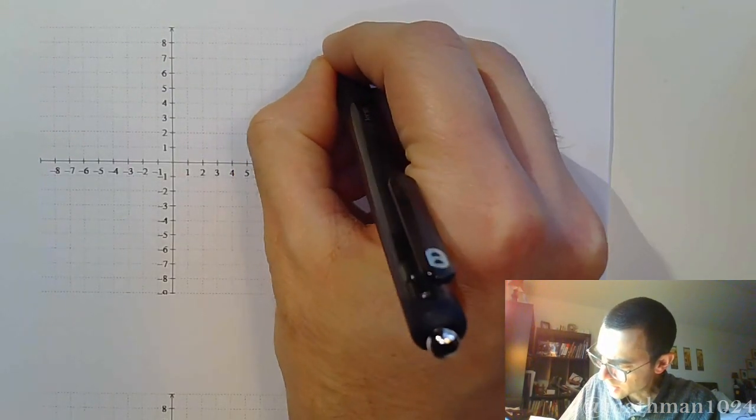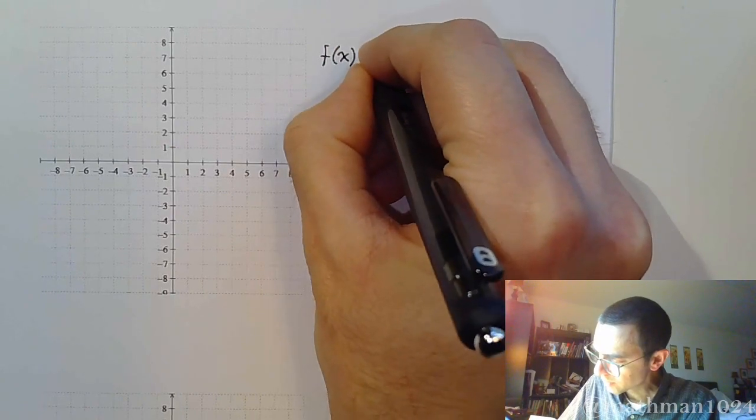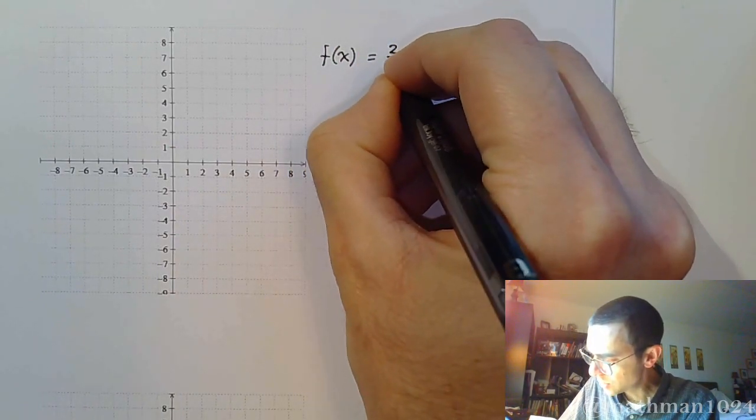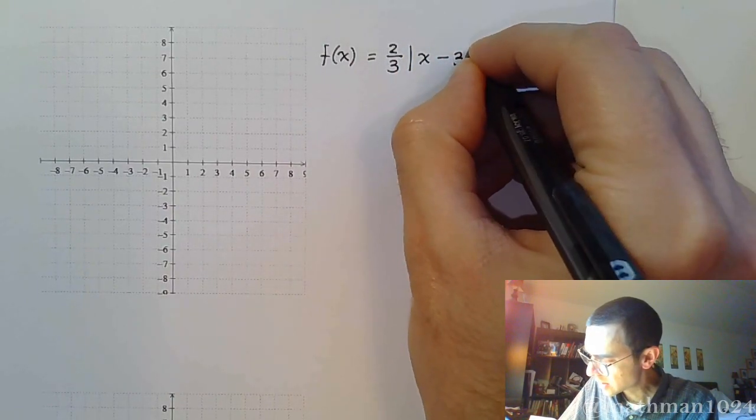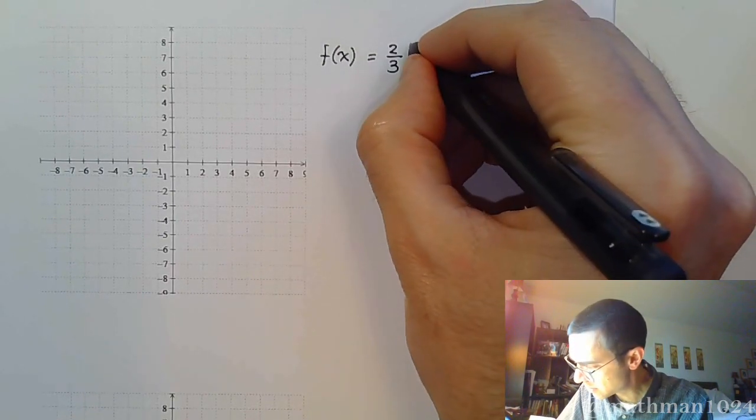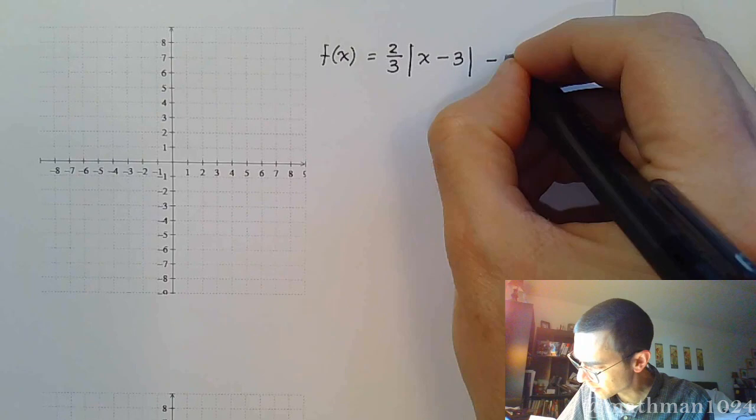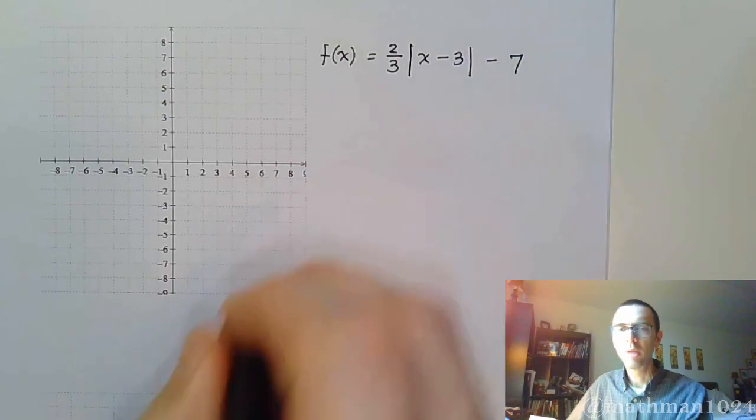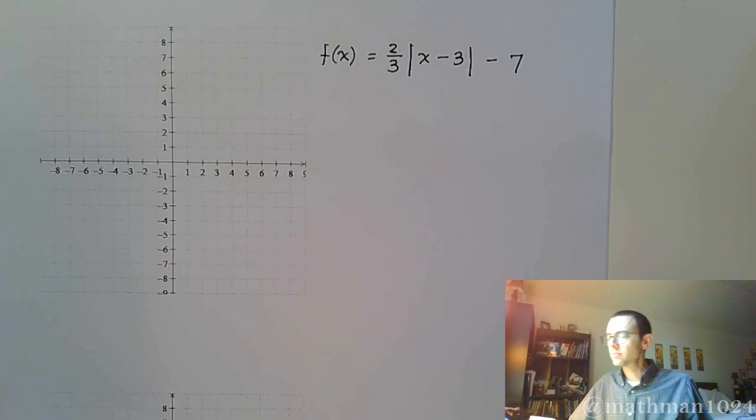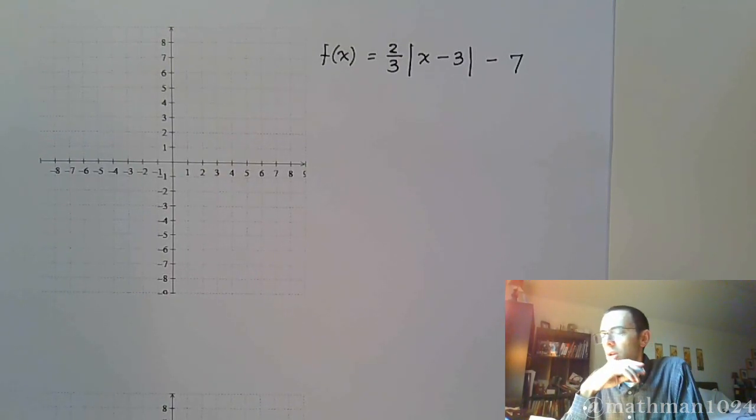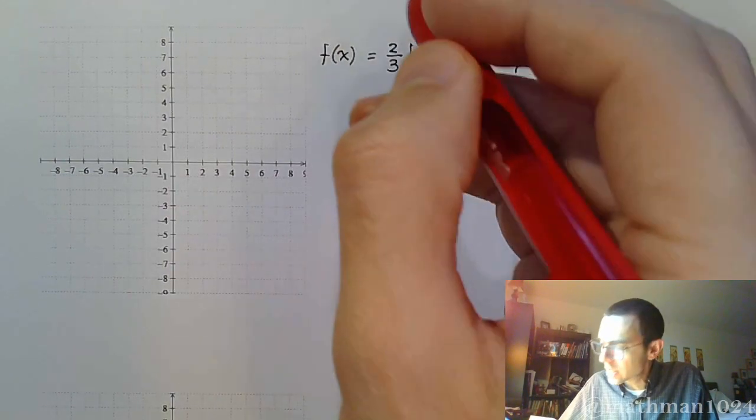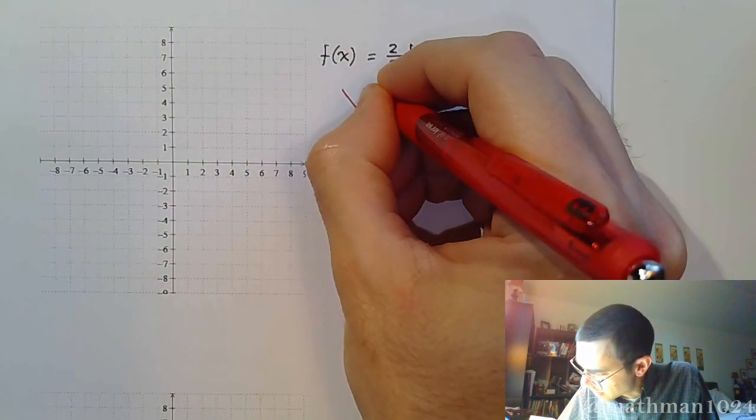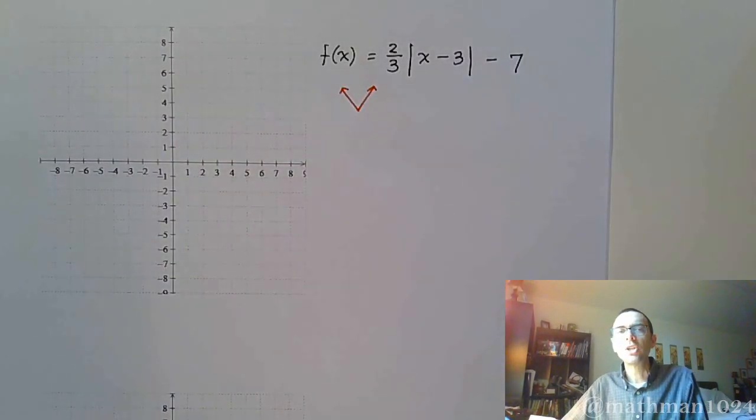Now, let's look at this. If I say f of x is equal to 2/3 times the absolute value of x minus 3, minus 7. So there's a lot to unpack in this problem. First things first, though, is that we need to make sure we understand what the shape is. The absolute value here tells me that I'm dealing with a V shape, like this. And what am I doing with that V shape?